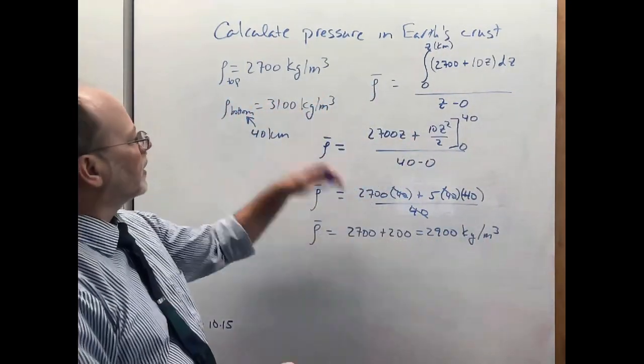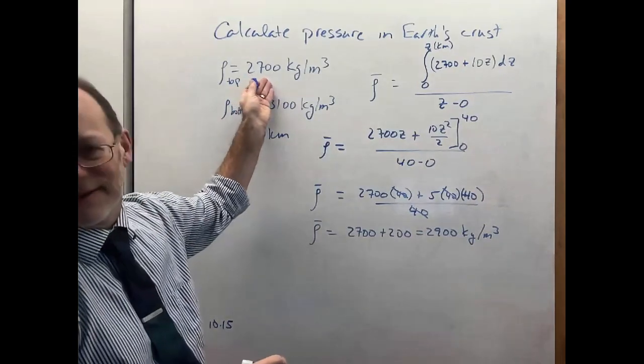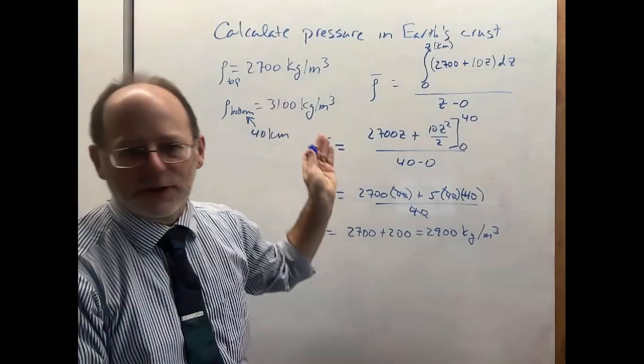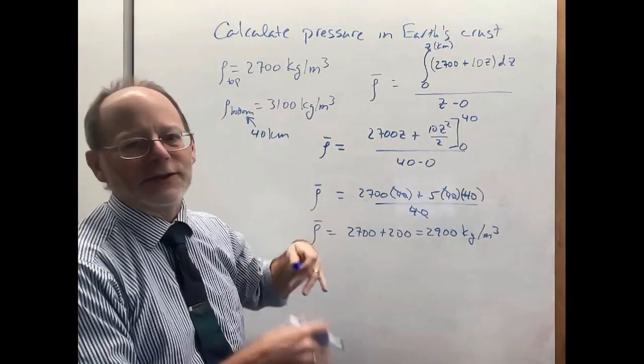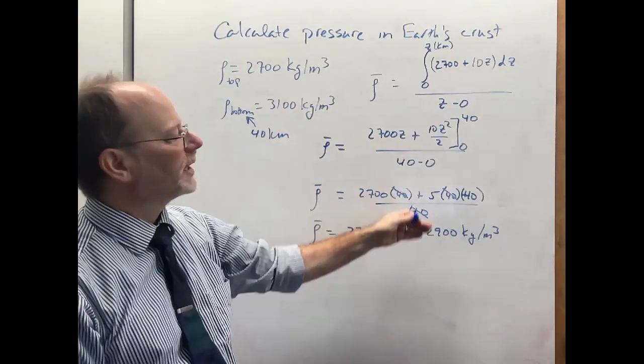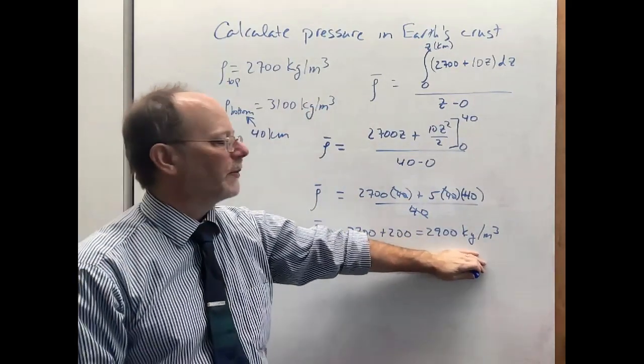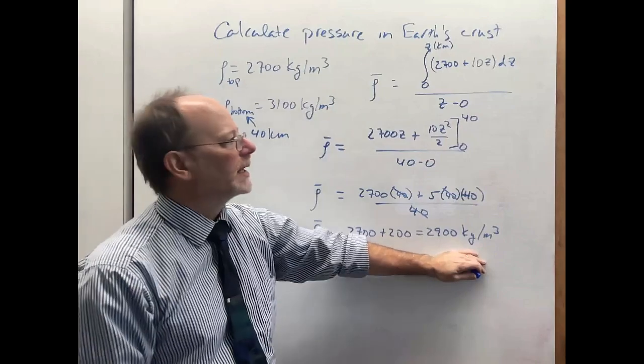So we get the same number, right? It's pretty obvious the average density, if you're going from 2,700 to 3,100, has to be 2,900. But this is formally how you would calculate it to come up with an average density of 2,900.